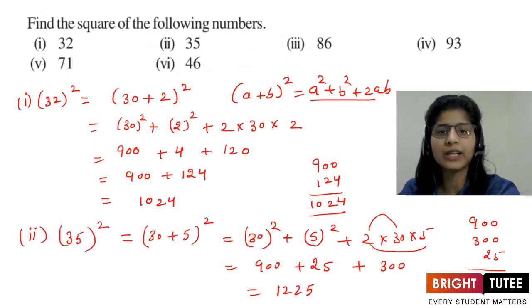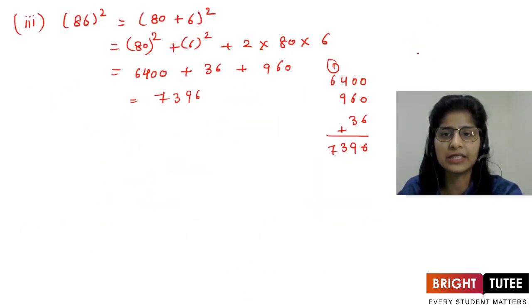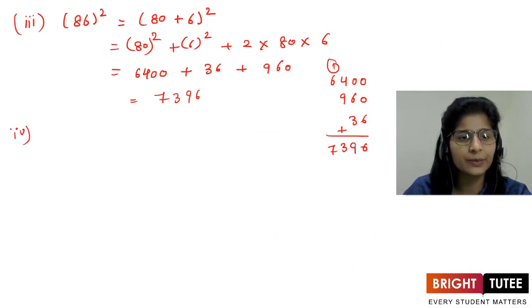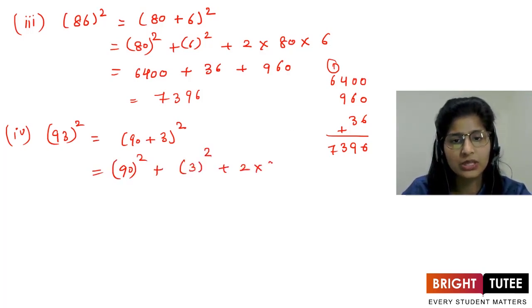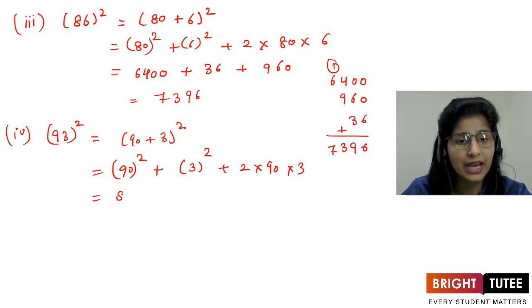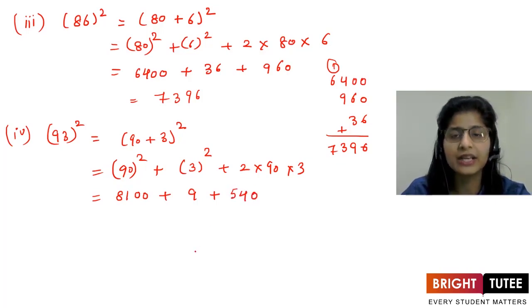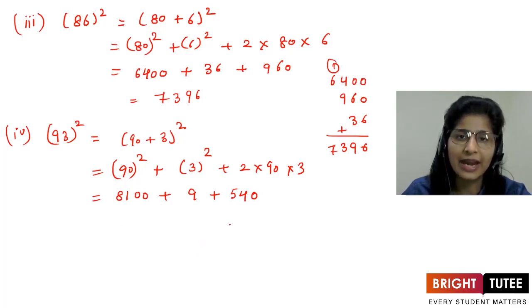Let's see what's the fourth part. In the fourth part we have to find the square of 93. So let's do for 93. 93 whole square can be written as (90 plus 3) whole square. So 90 whole square, that is a square plus b square plus 2 into 90 into 3. Right? So 90 square is 9 9s are 81, 8100, plus 3 3s are 9, plus 2 3s are 6, 6 into 9 is 54. 540 we get.